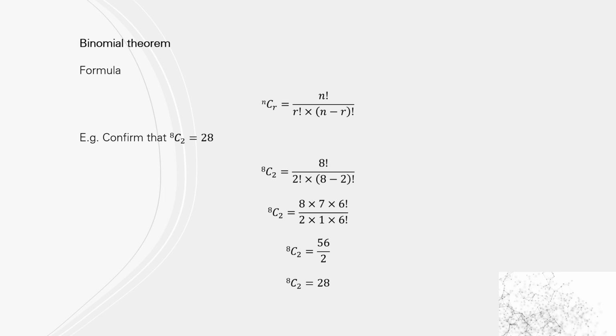So on the top, the n is 8, so you get 8 factorial. The r is 2, so 2 factorial times (8 minus 2) factorial. That is 8 times 7 times 6 factorial over 2 times 1 times 6 factorial. The 6 factorials cancel. You get 56 over 2, which is 28. Obviously on your calculator, put that in and you will get 28.